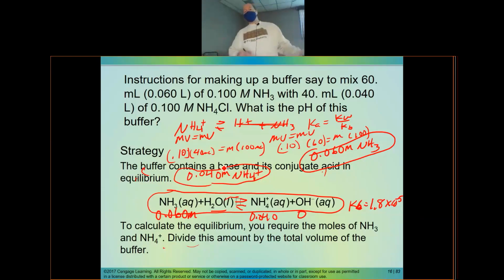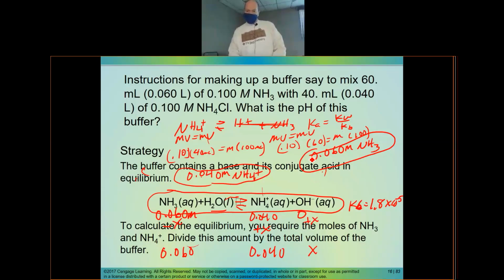We can't have a 0. We know it's going to the right. So minus X, plus X, plus X. We're going to neglect the minus X, the plus X. And so at equilibrium, we're going to have 0.060. I'm not even going to write the minus X because I know it's so small. We have a non-zero concentration on both sides. We have a 0.040 and we have an X.